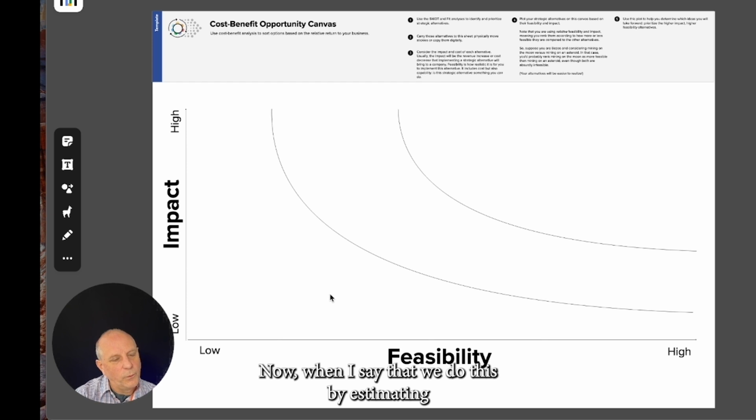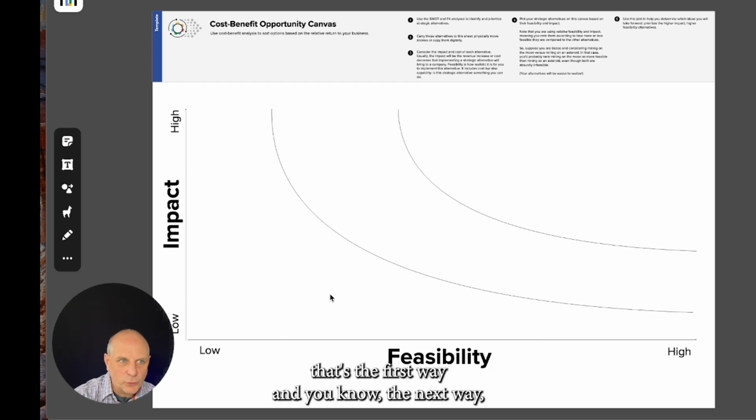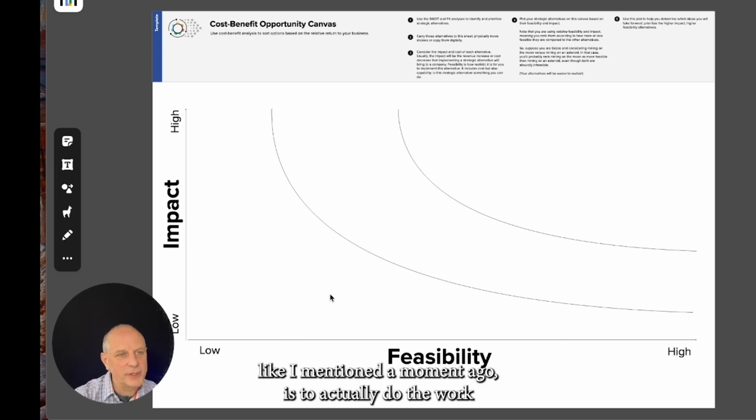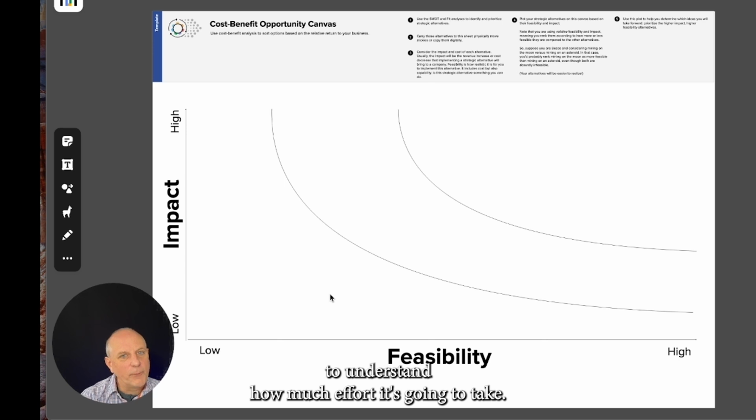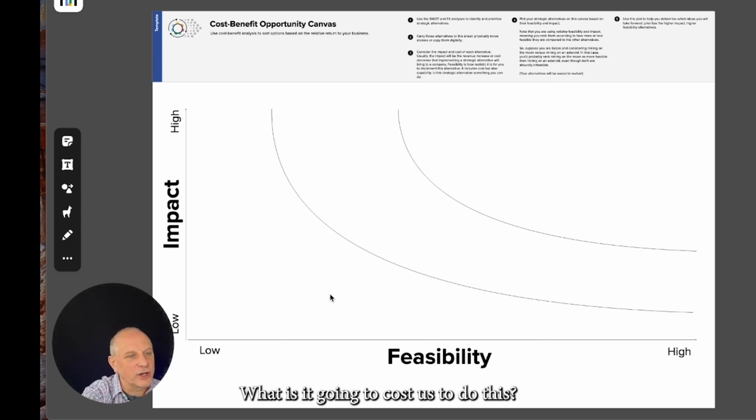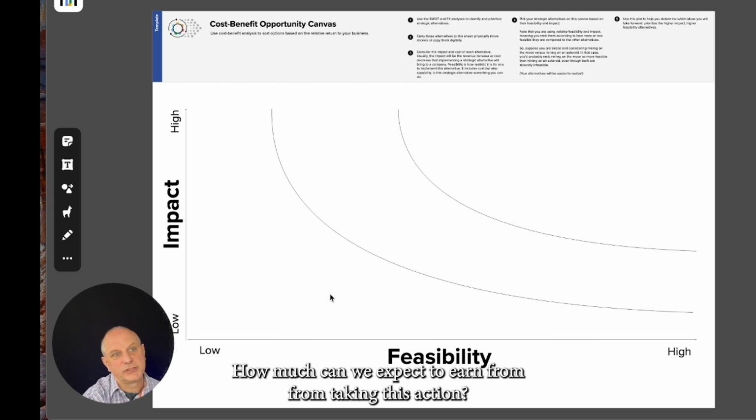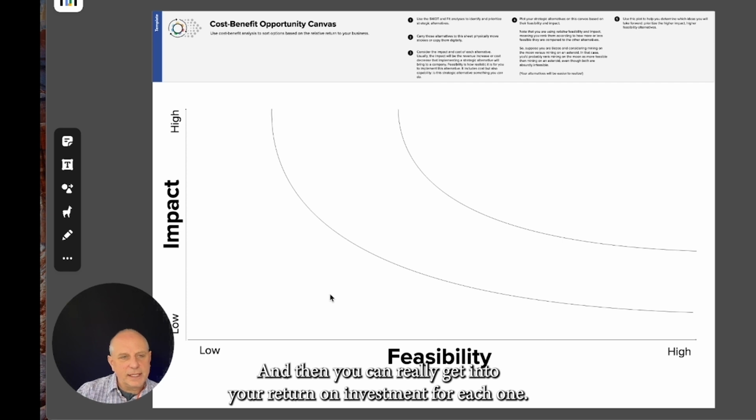Now, when I say that we do this by estimating, that's the first way. The next way, like I mentioned a moment ago, is to actually do the work, to understand how much effort it's going to take. What is it going to cost us to do this? What is the real impact on the business? How much can we expect to earn from taking this action? And then you can really get into your return on investment for each one.